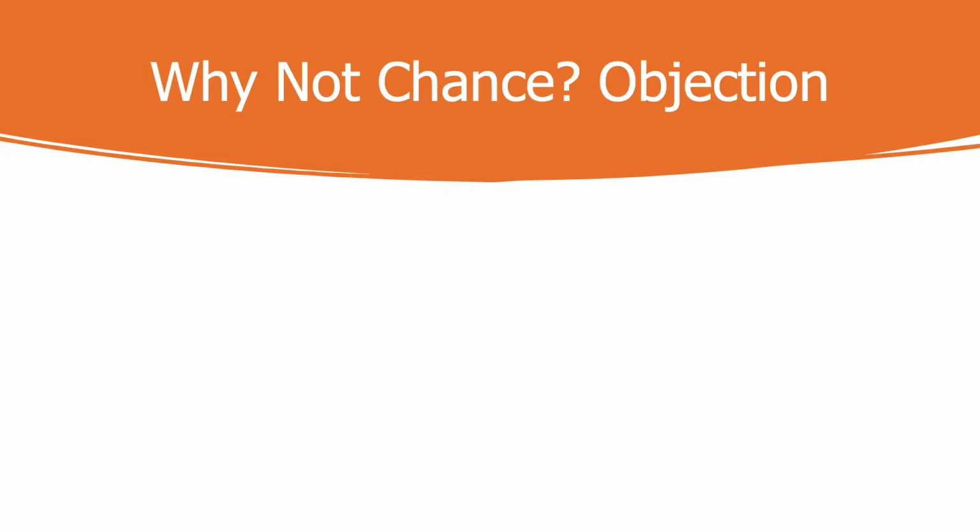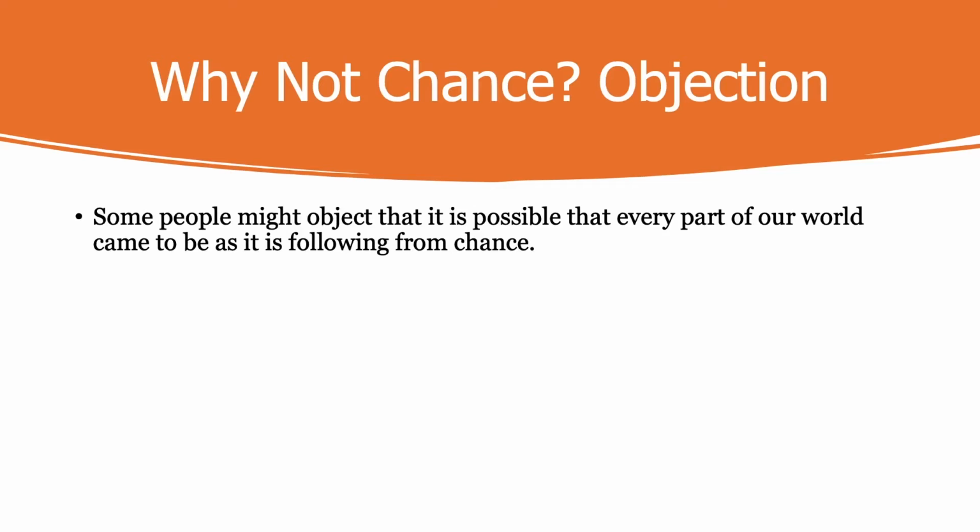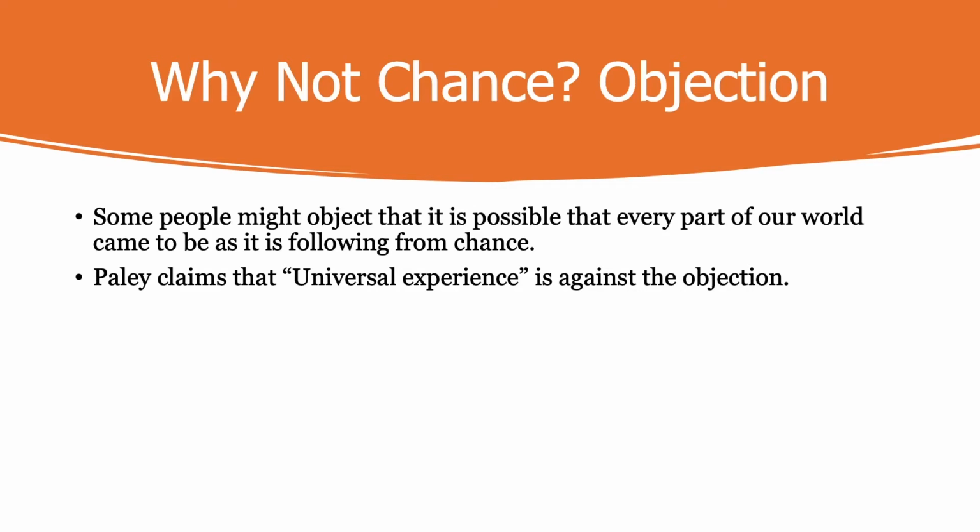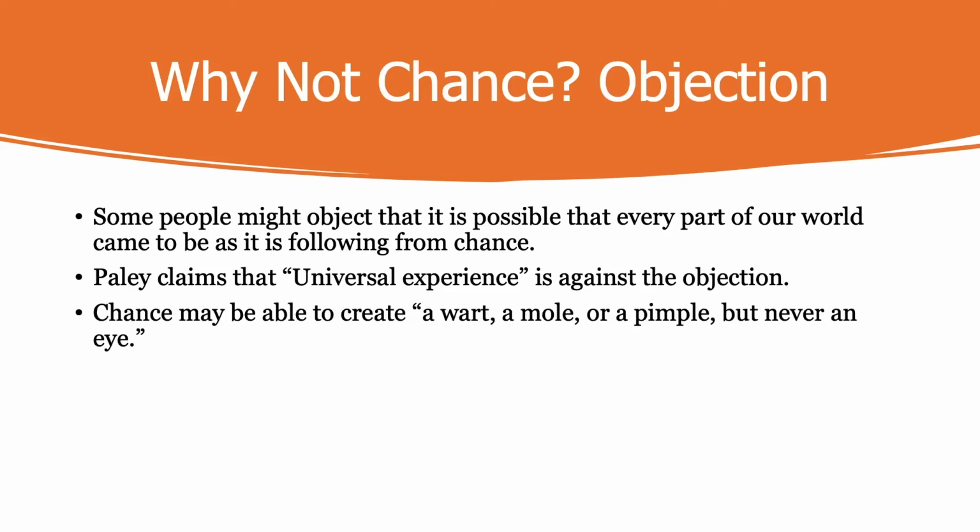We're going to call this the why not chance objection. So some people might object that it's possible that every part of our world came to be as it is following from chance. But Paley claims that universal experience is against this objection, which is to say that our experience is inconsistent with the idea that every part of our world could have been created by chance. At least that's how the objection is supposed to go.